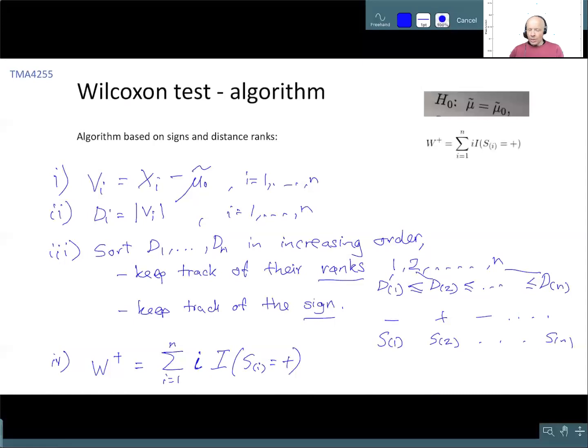And as you might notice, they sum up. So if we just have this sum over i and ignore this indicator, we have the sum over i. So that would be such that the W minus here is the sum over all i, like this, minus W plus. And this sum over i is actually n(n+1)/2, and then minus W plus. Rank sums for minus, rank sums for plus.